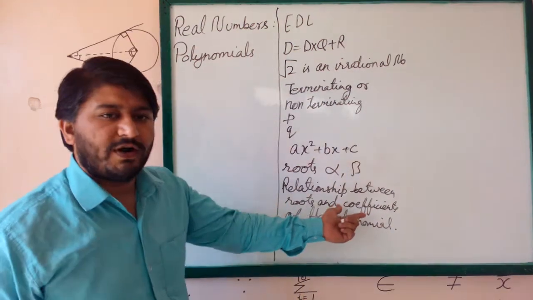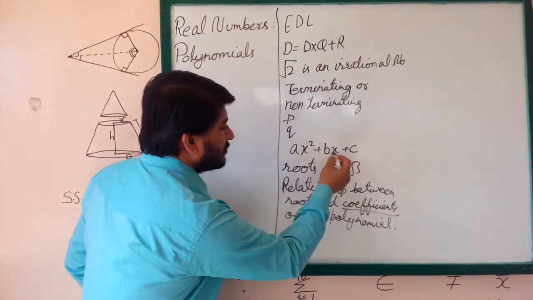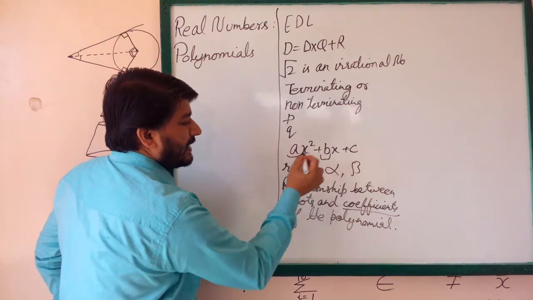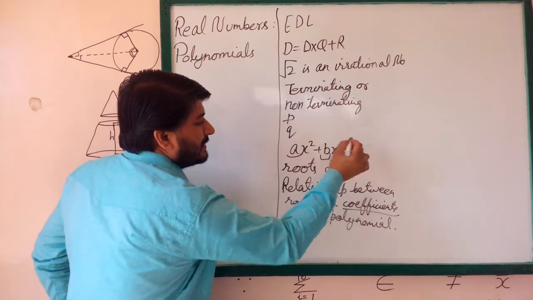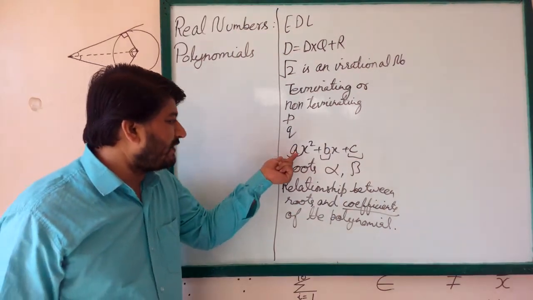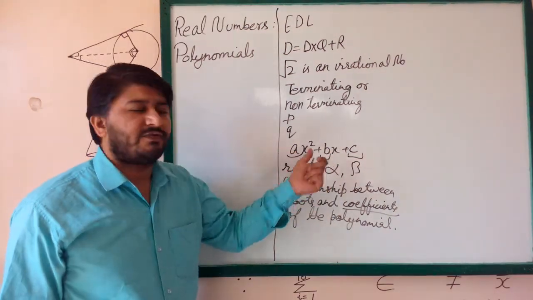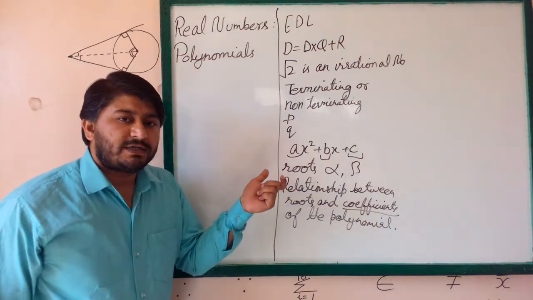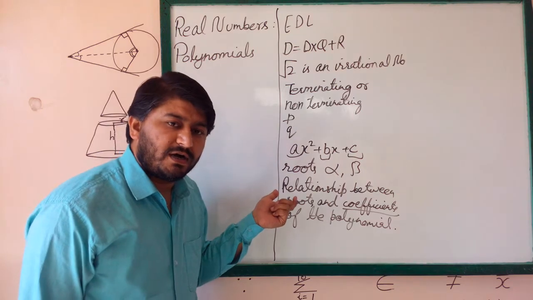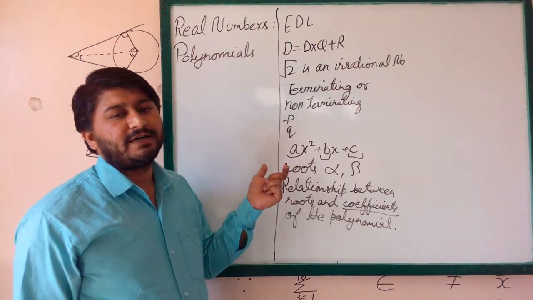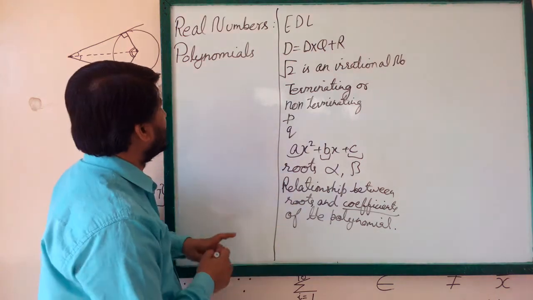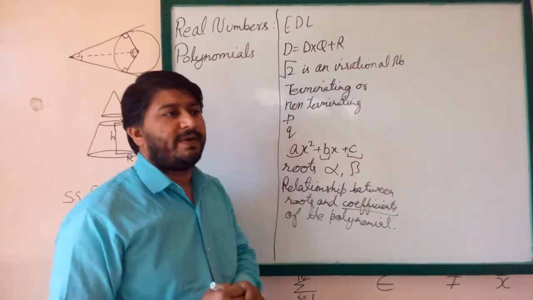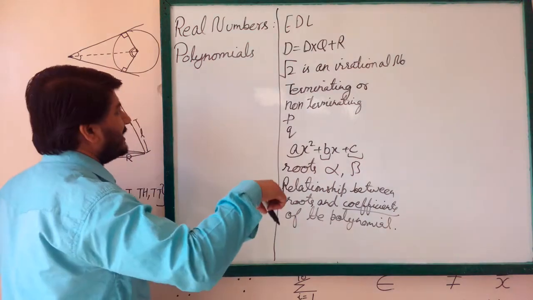We have already done the term coefficient. What are the coefficients of this polynomial? In x square, the coefficient is a, the x coefficient is b, and this is the constant term. So the relation between a, b, c and the roots of this quadratic polynomial will be given. Also sometimes you will be given the roots of the quadratic polynomial, and you will be finding that quadratic polynomial in chapter 2. Also division of a polynomial by another polynomial, and factorizing and finding its roots.